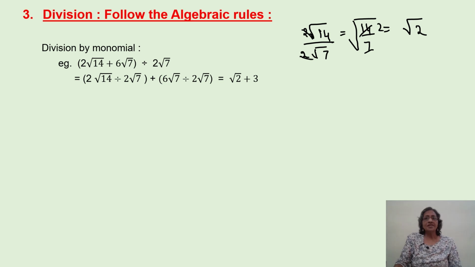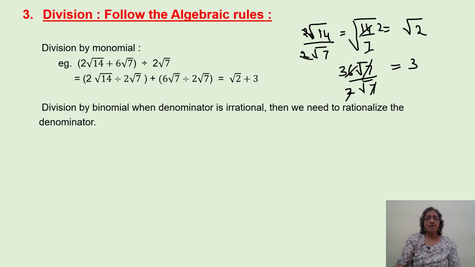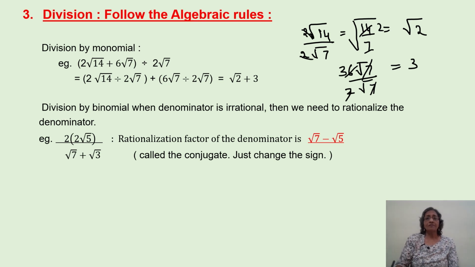Now if you take the second term, it is 6 root 7 upon 2 root 7. Root 7 goes and you're just left with 3. So your final answer would be root 2 plus 3. But when we have to divide by a binomial, then we have to use a rationalizing factor.